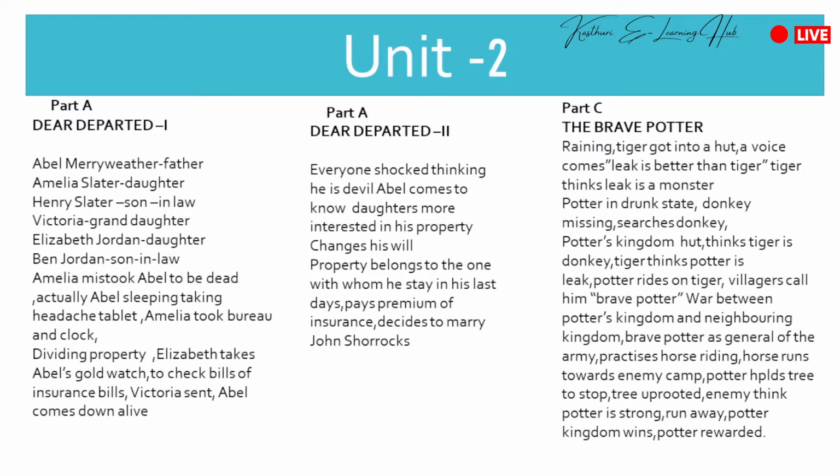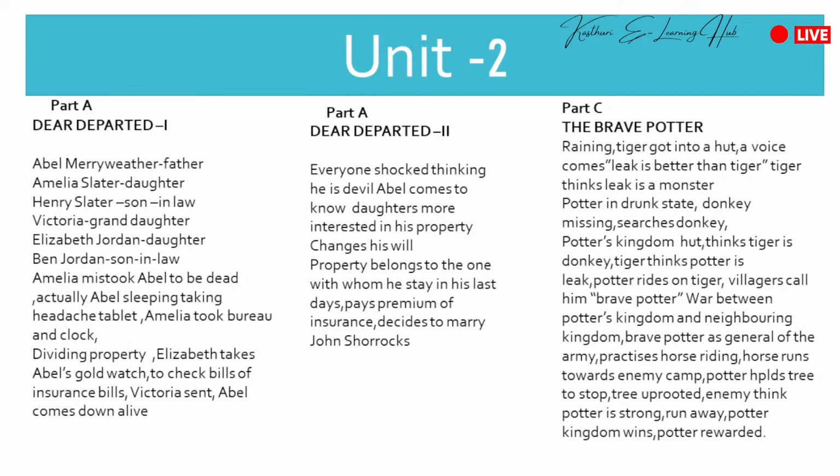Before this, Amelia had a plan. Amelia liked the bureau. Bureau means a nice, decorated table. Amelia liked that table of Abel Merriweather. So she thought, before Elizabeth comes to her house, she would take the table and keep it in her room. Actually, Abel is staying on the first floor and Amelia is on the ground floor. If she brings the table down, Elizabeth will think that the bureau belongs to Amelia. That was the idea. According to the idea, she brought the table down and she brought a clock also, and everything was done.